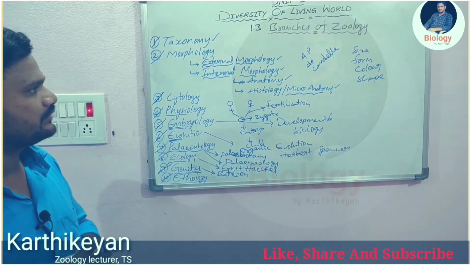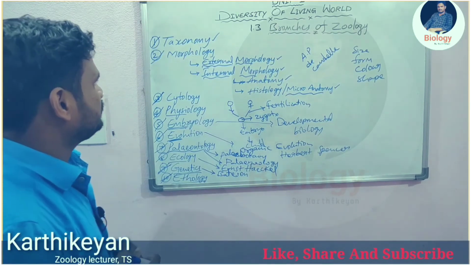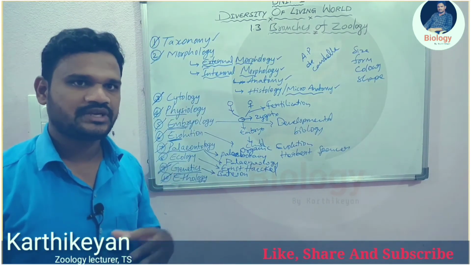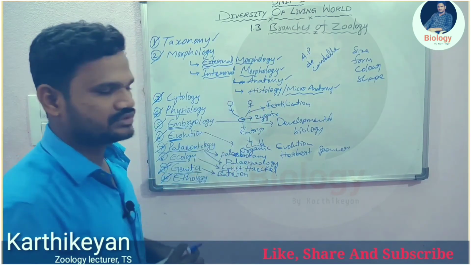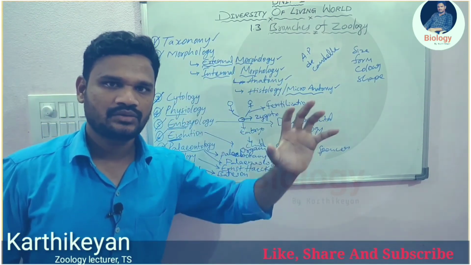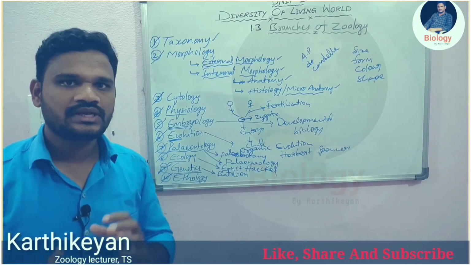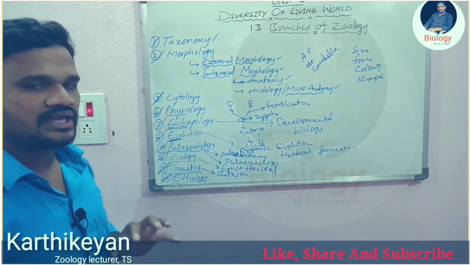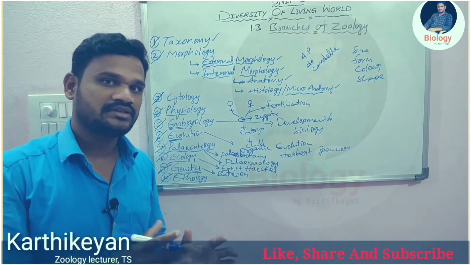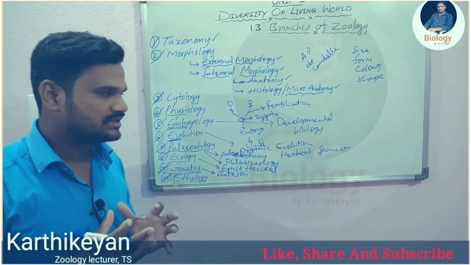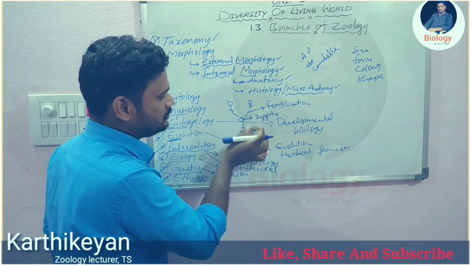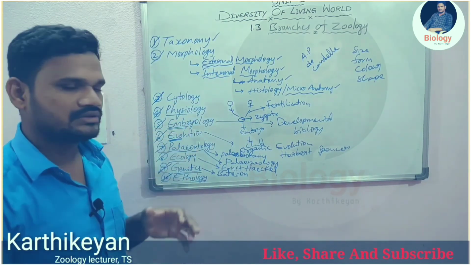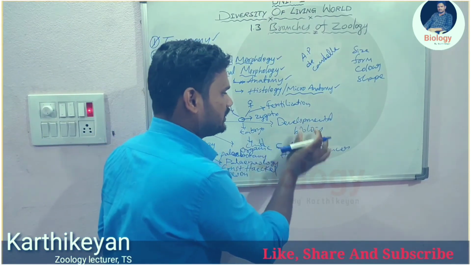Here we have 3-4 important points. They are: first, morphology is divided into external morphology and internal morphology. Internal morphology again divides into anatomy and histology. Histology is also known as microanatomy, right? This is very important word. Histology is also known as microanatomy. Next, embryology is also known as developmental biology. Why? Because in embryology we will study about fertilization process to development of a child, which means we are studying the embryonic developmental stages in embryology. That's the reason we are calling that developmental biology.